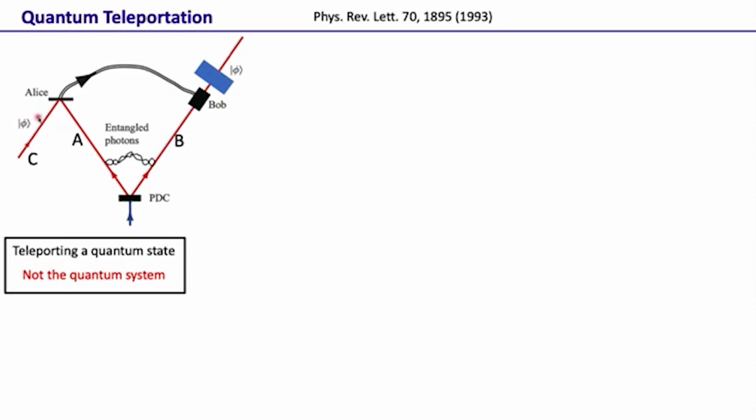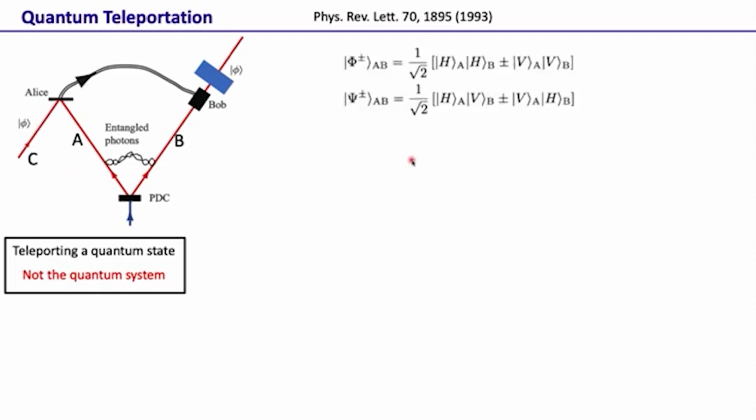So now let's see how this is done. In teleportation, of course, Alice and Bob share an entangled state, and they can share any of the four polarization Bell states. These are all maximally entangled states. There could be four of them, they are all orthogonal to each other, and these are called polarization Bell states. For example, phi plus is HH plus VV, phi minus is HH minus VV, psi plus is HV plus VH, and psi minus is HV minus VH.